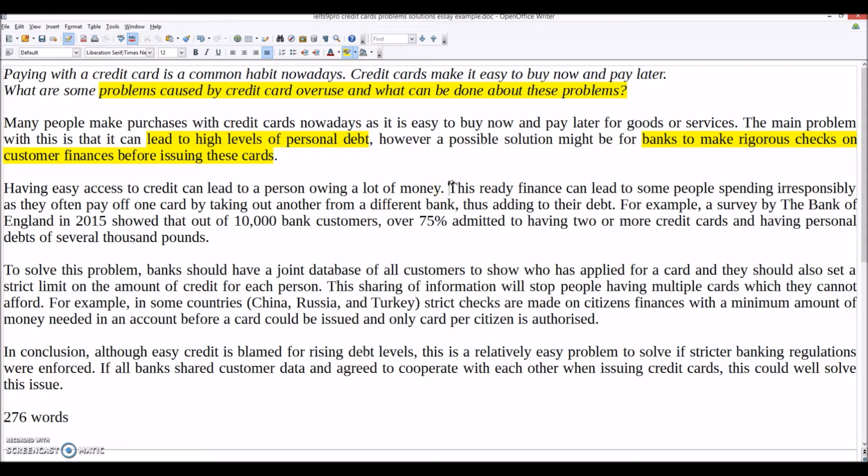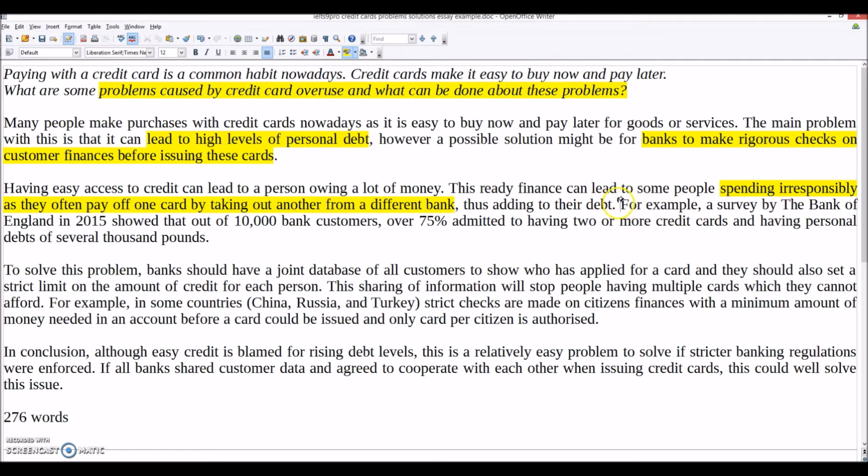The next sentence, we have to have a progression, so it extends it. What can this mean? Well, some people can spend irresponsibly, as they often take out one card to pay off another card. It's like a circle or a cycle. People take out a new card to pay off the previous card, and they max out on that card, and they take a second card or a third card. So we've got the main idea, we've got the key words in, debt.